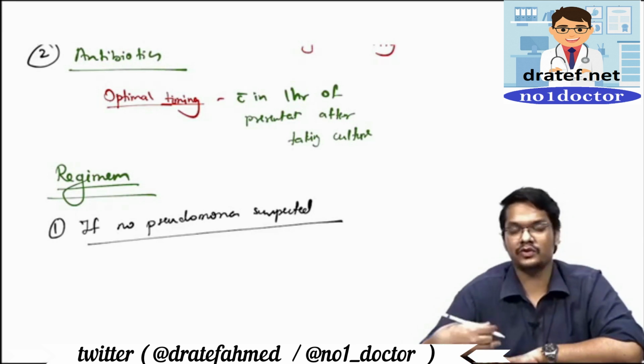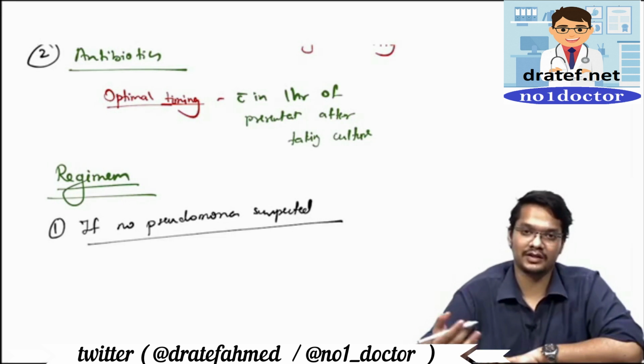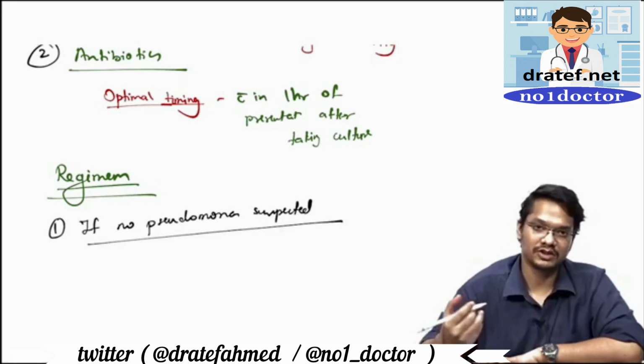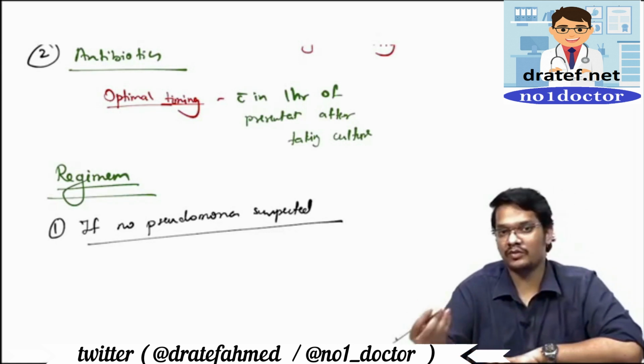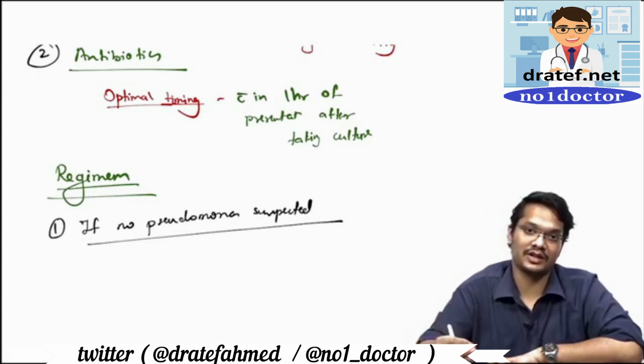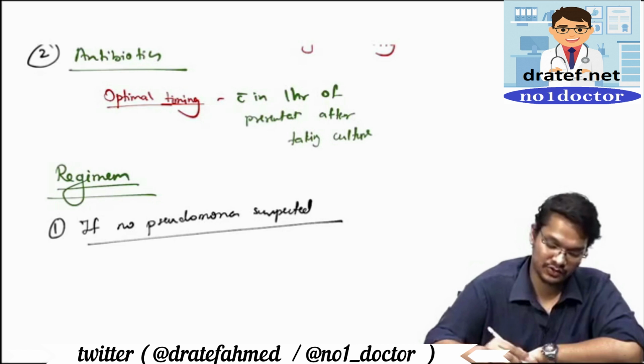Okay, generally we don't suspect Pseudomonas to be present in the culture. Generally what we find are E. coli, Klebsiellas. So Pseudomonas is generally not found. So this is a generally used regimen. If they are not mentioning whether we are suspecting Pseudomonas or not, they are just asking what is the empirical therapy to be given, then in this case, this regimen is the one that you are supposed to choose.